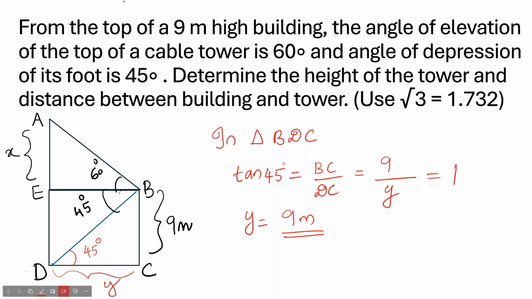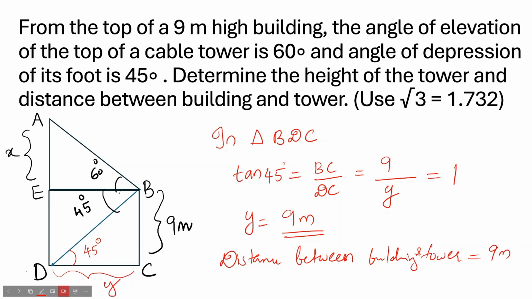So we got the second question's answer. The distance between the building and tower is 9 meter. So you have to write it, okay? Please don't stop here. You have to write it because it's a question. Distance between building and tower. Please write neatly. Building and tower, 9 meter.